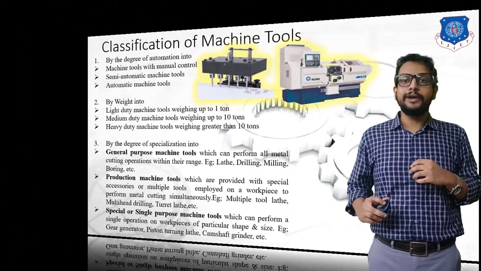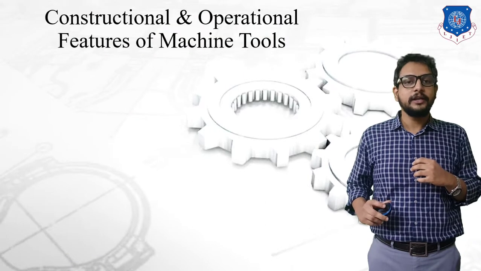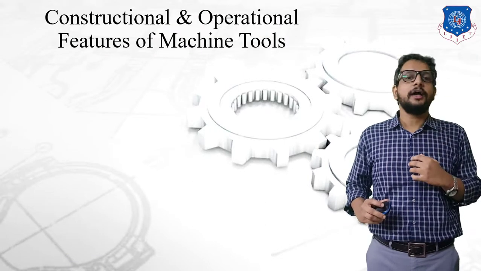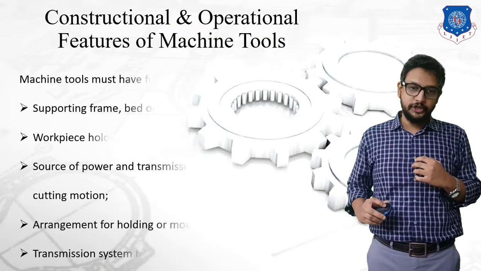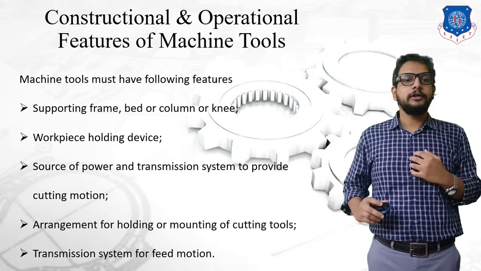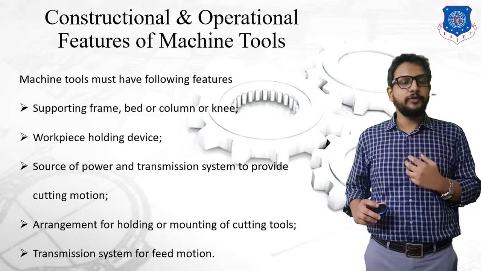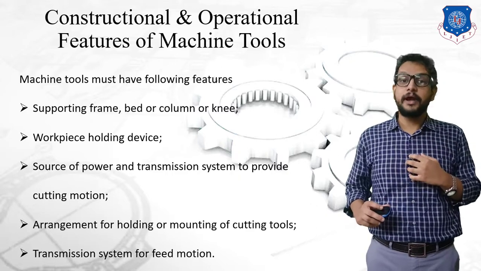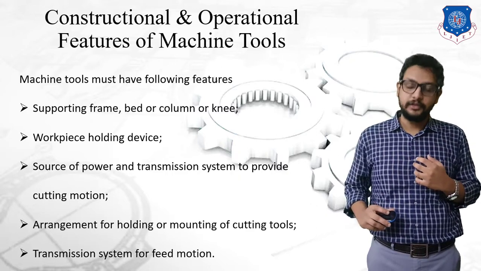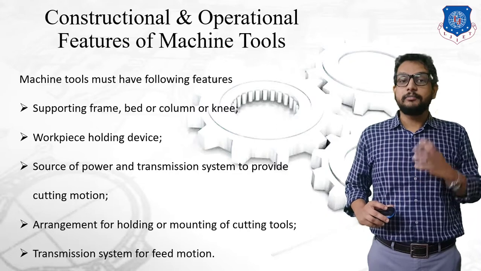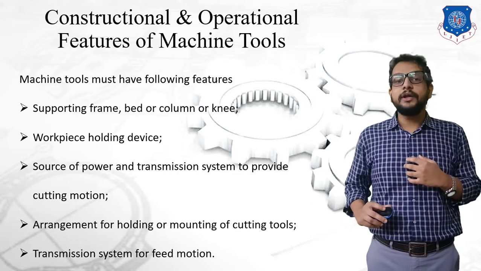Now let us see further. Next, we need to see the constructional and operational features of a machine tool. These are as under. The first requirement of a machine tool is a supporting frame, which must be there, then a bed or a column or a knee. Next, it must have a workpiece holding device.